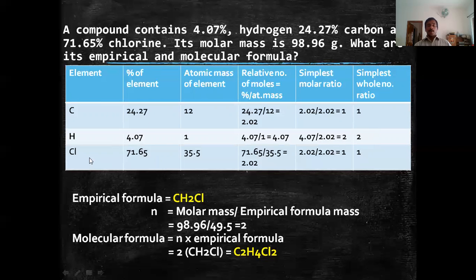Carbon 1, hydrogen 2, chlorine 1. So the empirical formula CH2Cl. We can find out n, molar mass divided by empirical formula mass equal to 98.96 divided by 49.5 equal to 2. Molecular formula n into empirical formula, that is 2 into CH2Cl equal to C2H4Cl2. I think it is clear to you.